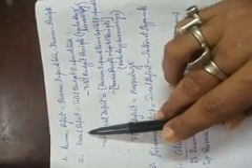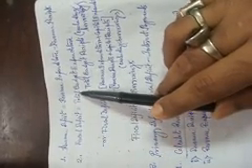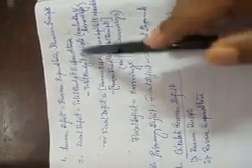The next formula is fiscal deficit. Fiscal deficit is total expenditure minus total receipts, but we have to exclude the borrowings. So fiscal deficit is total expenditure minus total receipts, excluding the borrowings.